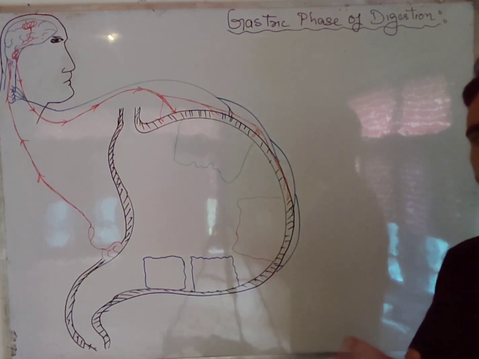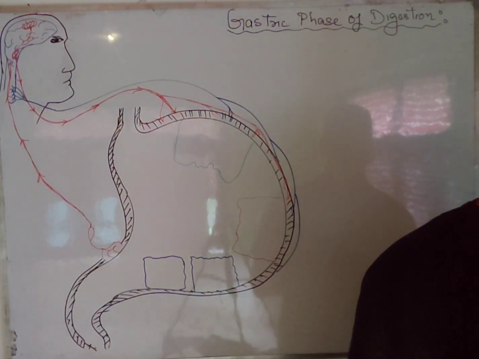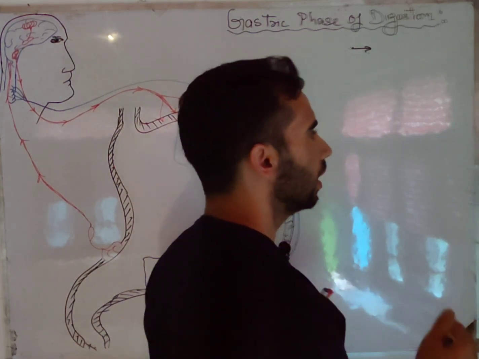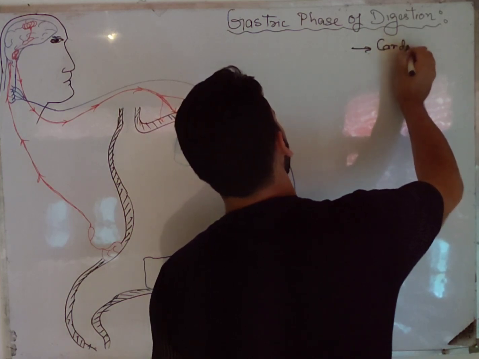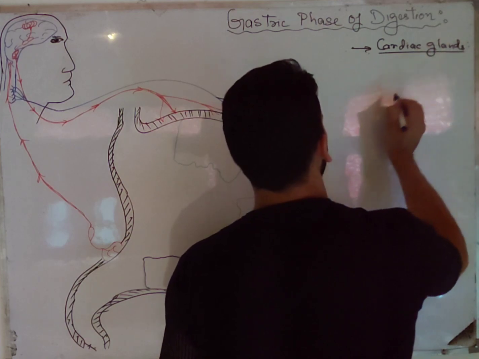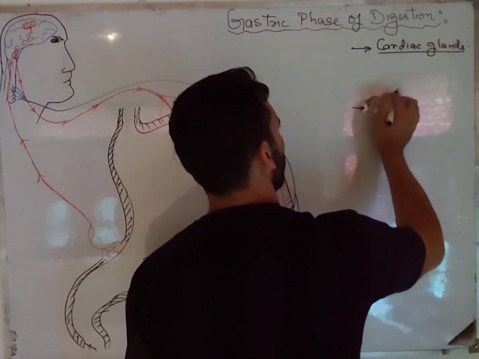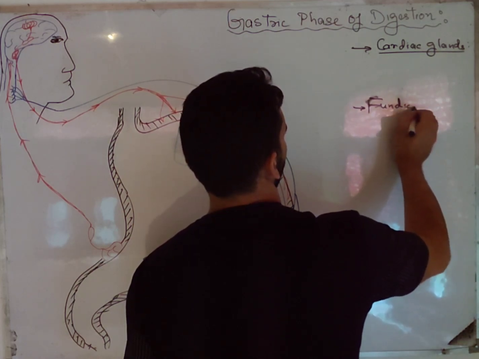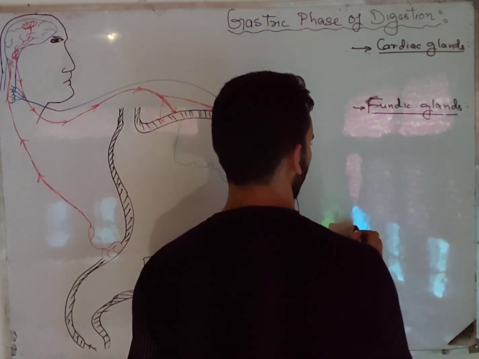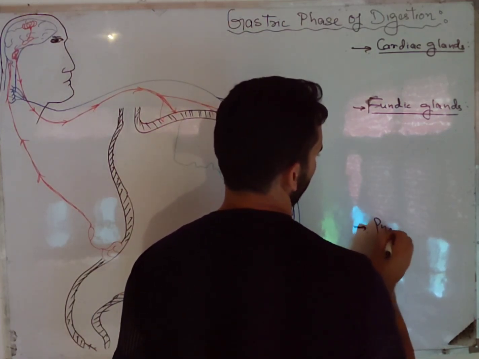Before looking at the mechanics of the process of digestion in our stomach, let us have a look at the typification of the different glands which are present in our stomach. Our stomach has different glands or secretory cells which have been divided into three types. The first type is known as cardiac glands. The second type is called the fundic glands. And the third type, lying along the lining of the wall of our stomach, is called the pyloric glands.